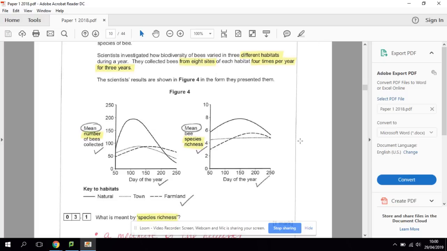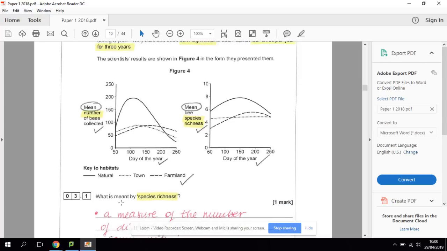So what's really interesting when you're looking at those figures? Of course, labels. So mean number and species richness. We've got the time here, day of the year, and then we've got the habitats, 3 different habitats. So once you read this information, you can then work out what is going on here.